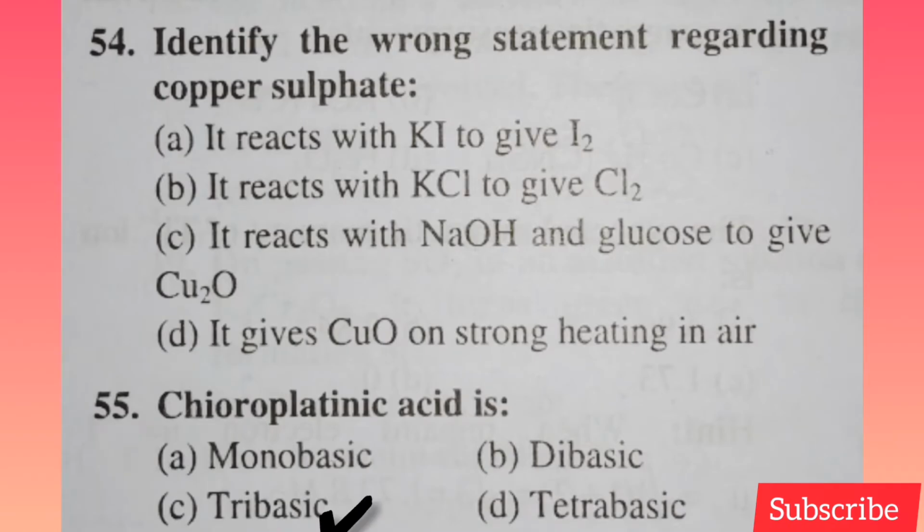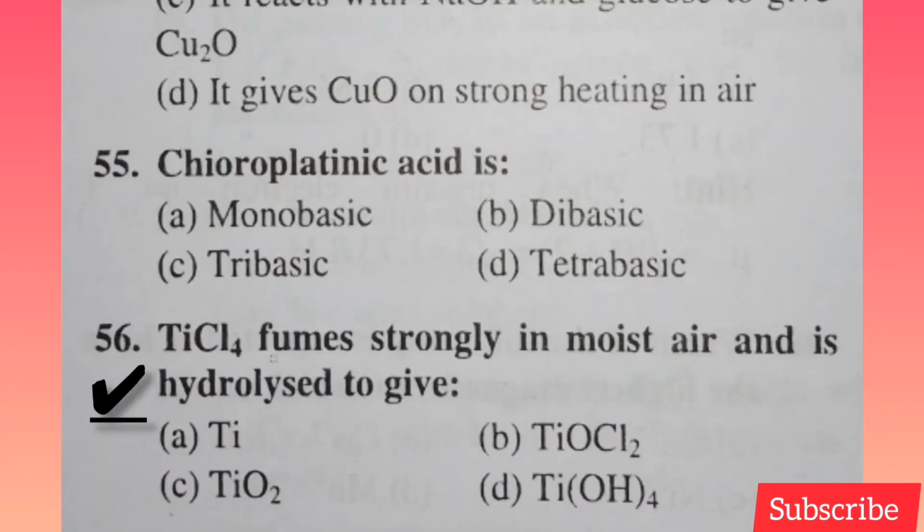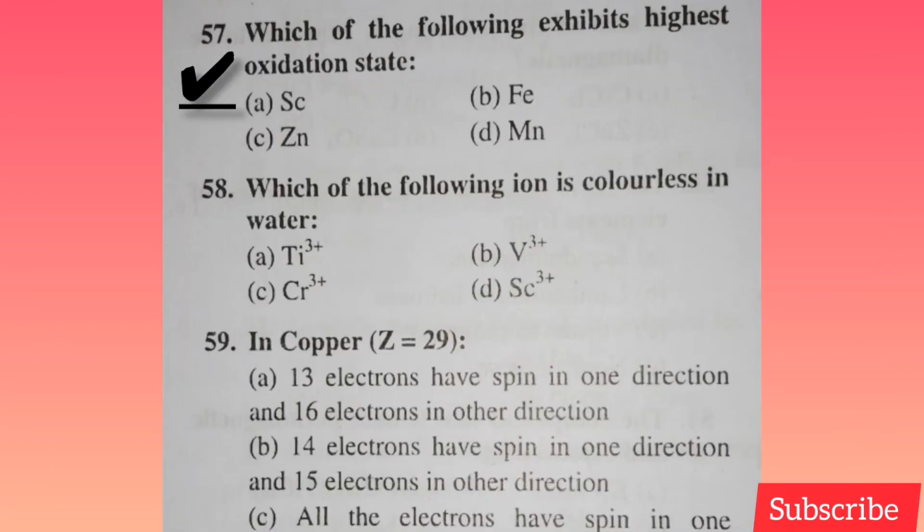Option C is correct. TiCl4 fumes strongly in moist air and is hydrolyzed to give. Option D is correct. Which of the following exhibits highest oxidation state? Option D is correct. Which of the following ions is colorless in water? Option B is correct. In copper, Z is equal to 29.